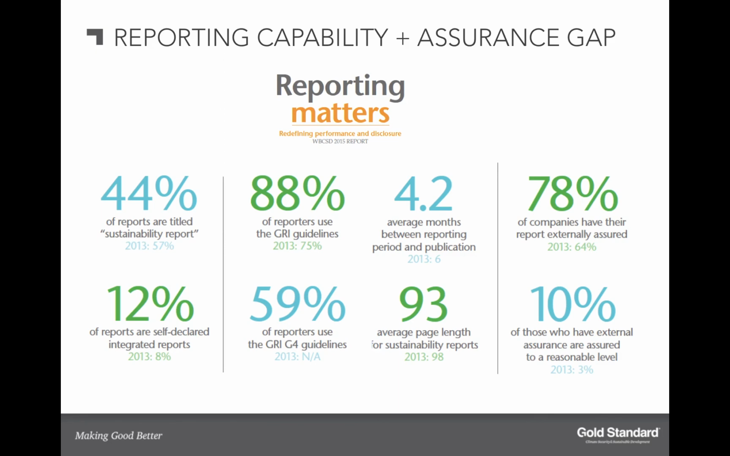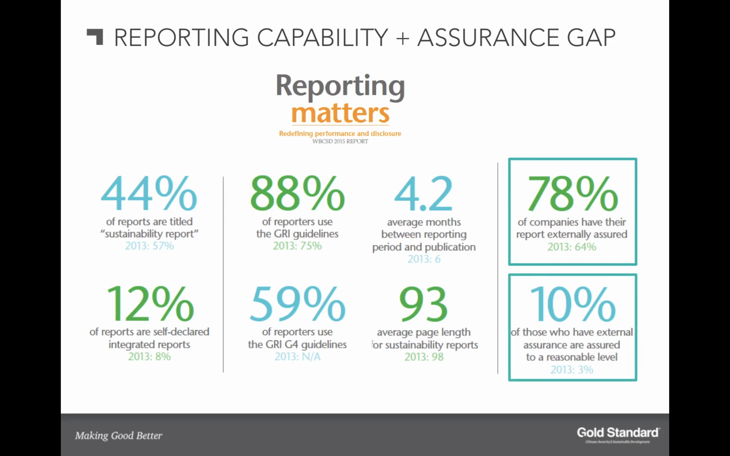This slide here also draws from WBCSD, from their report on reporting, and it emphasizes the fact that today there exists very little assurance around sustainability claims. Only 78% of companies have their sustainability reports externally assured, and of those, only 10% have any external assurance that are considered at a reasonable level. So that leaves a big opportunity to fill that gap, to provide the assurance needed to ensure that claims are credible and legitimate.